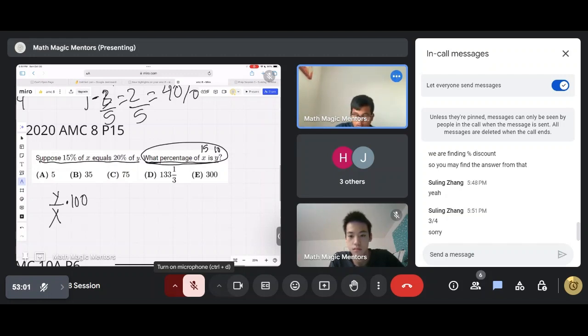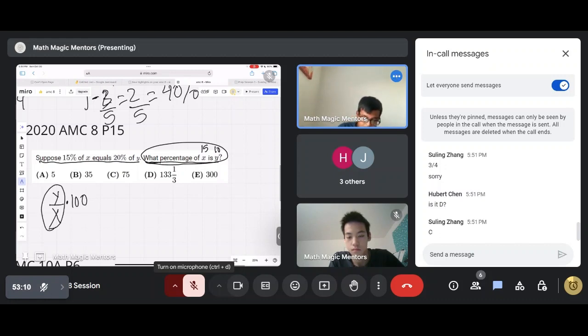So all we need to find is y over x, and then we'll talk about the percent later. But the ratio is what's important. So 15% of x. What again? Let's talk about it. What's 15% in terms of proportions and ratios? Because that's what's really important. A percent is just a ratio multiplied by 100.